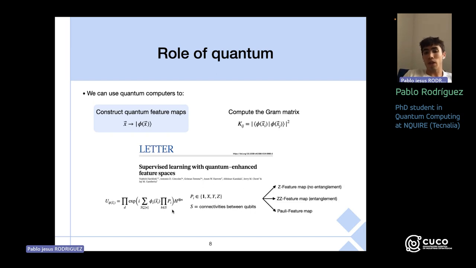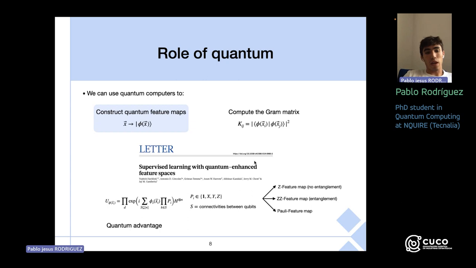And from here, we obtain the Z feature map, which doesn't have entanglement, the ZZ feature map, which contains entanglement, and the Pauli feature maps. These are very famous, generic feature maps. In fact, if you use Qiskit, or if you are used to these libraries, these feature maps are already implemented, because they are very well-known feature maps, which were presented in this work.